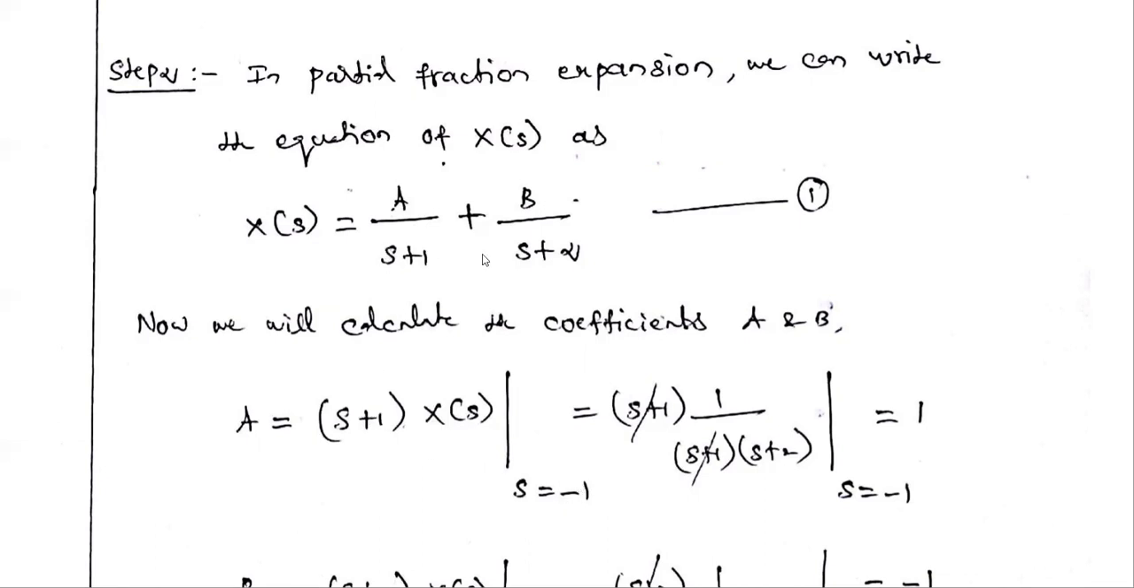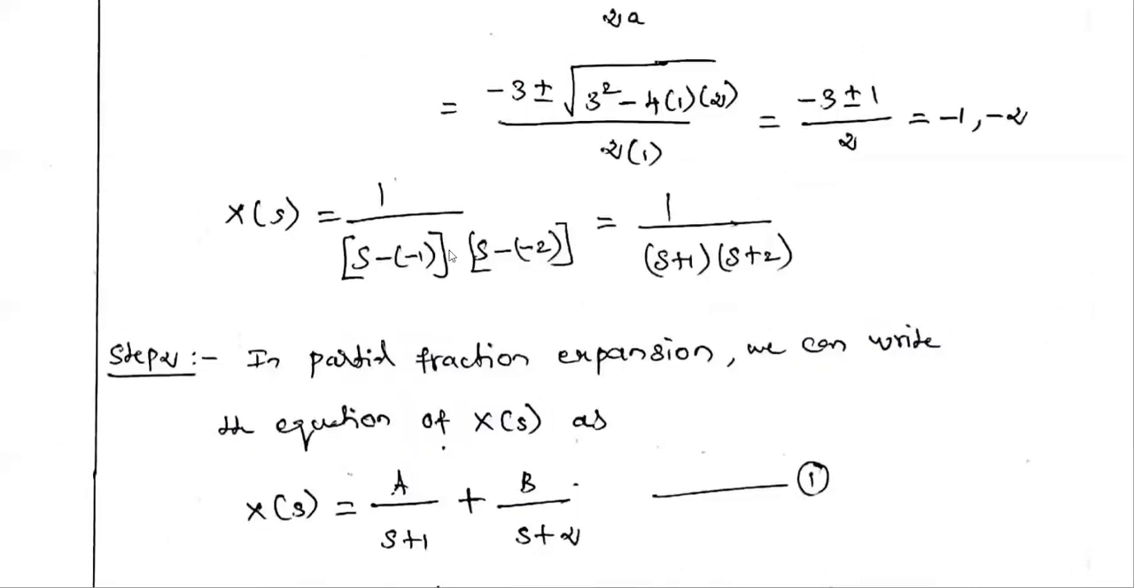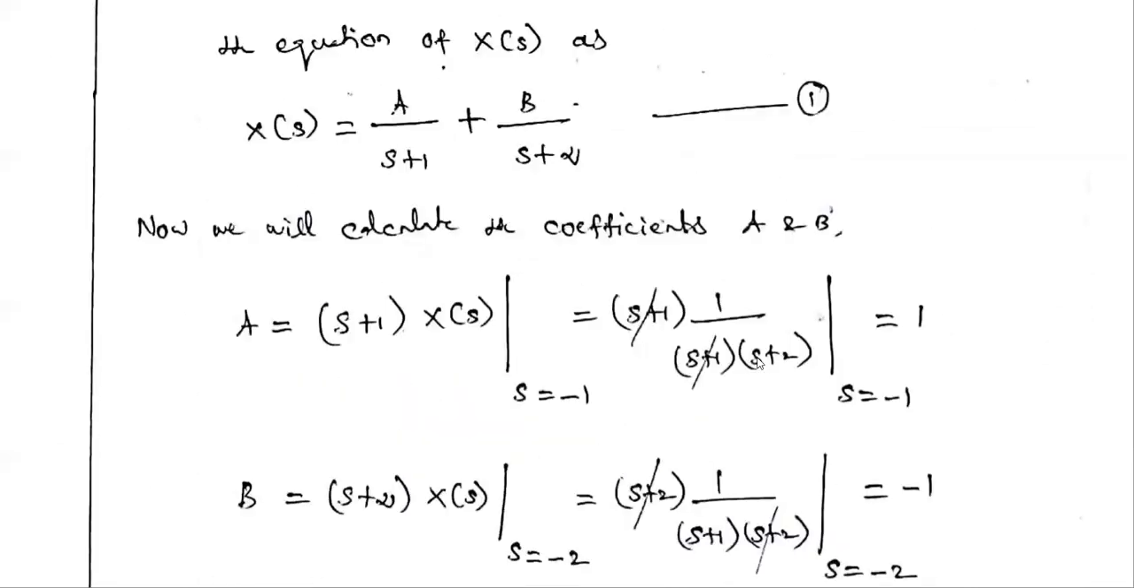So what is the value? S plus 1 means what is the root? s is equal to minus 1. Okay, so here s plus 1 into x of s values, what is the x of s value? 1 by s plus 1 into s plus 2. So here s plus 1 cancelled. Then in the remaining thing 1 divided by s plus 2 is there. So in that function you just substitute s is equal to minus 1. So 1 divided by minus 1 plus 2. So the answer is 1.